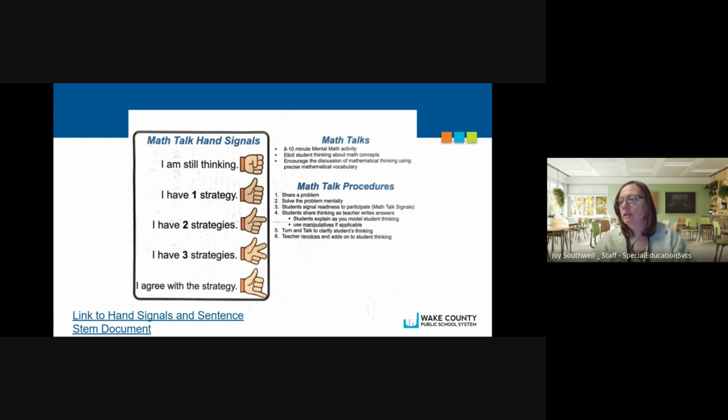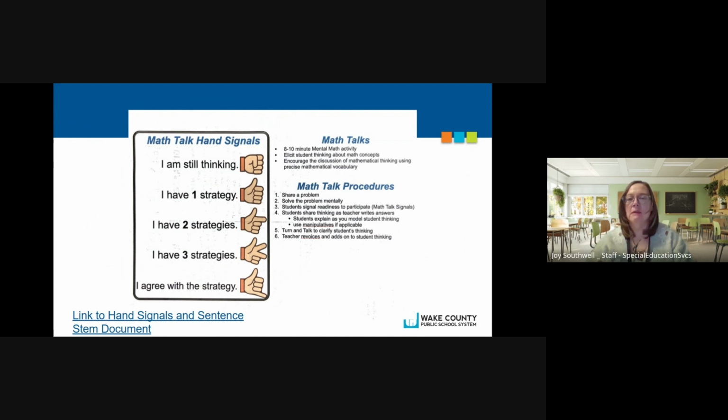These were some things that I got from a math professor at NCA&T when I was at the math conference. These were some of the hand signals that they used. They talked about math talk, but they also demonstrated a number of strings. So that's where I noticed a difference. They did, I'm still thinking, I have a strategy, I have 2, I have 3, and I have 4. And then they just kind of shared their ideas of math talk strategies as well.